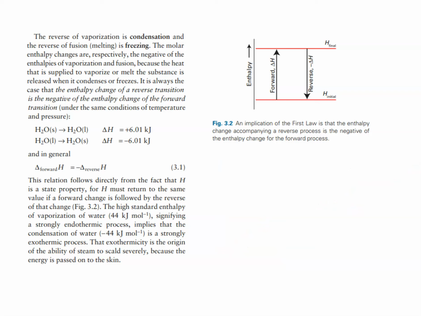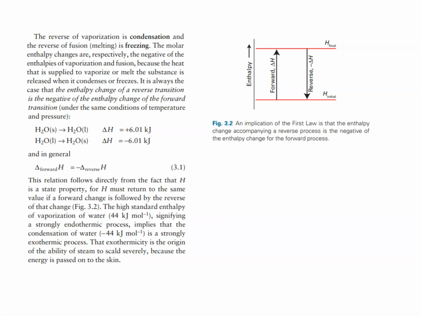The reverse of vaporization is condensation, and the reverse of fusion, or melting, is freezing. The molar enthalpy changes are, respectively, the negative of the enthalpies of vaporization and fusion because the heat supplied to vaporize or melt the substance is released when it condenses or freezes. It is always the case that the enthalpy change of a reverse transition is the negative of the enthalpy change of the forward transition under the same conditions of temperature and pressure, obviously.